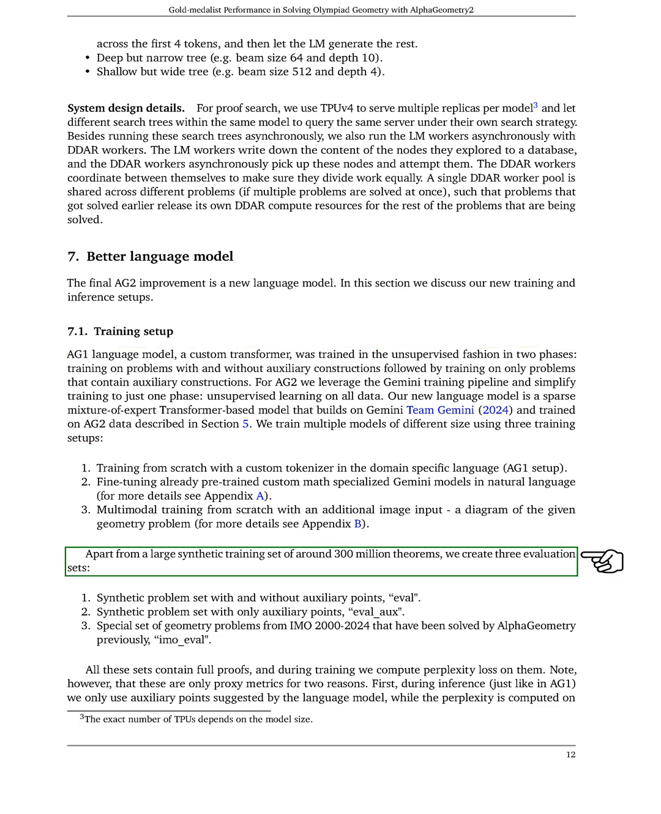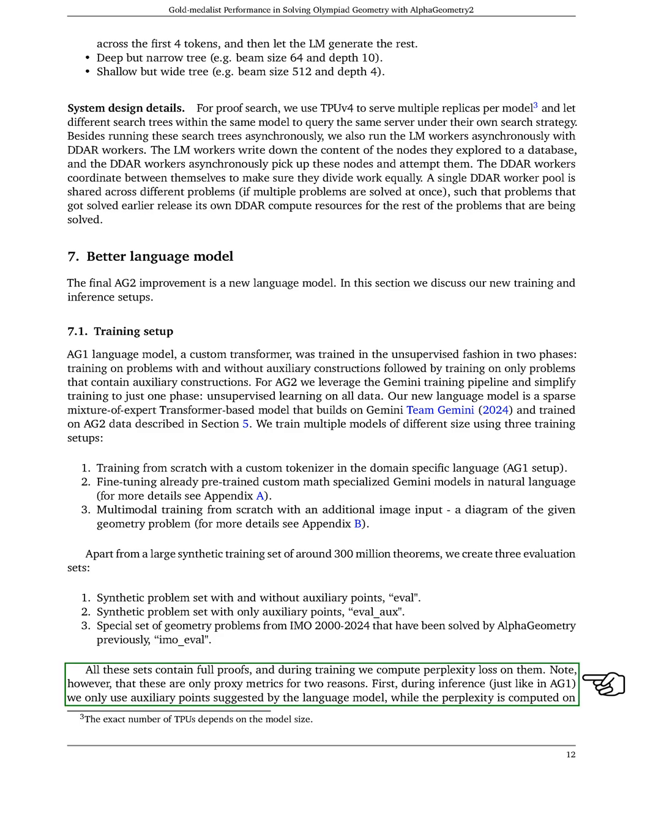We create a large synthetic training set of about 300 million theorems and 3 evaluation sets: 1 with and without auxiliary points, 1 with only auxiliary points, and a special set of geometry problems from the International Mathematical Olympiad from 2000 to 2024 that AlphaGeometry has previously solved. All sets include complete proofs, and we calculate perplexity loss during training. However, we note that these are only proxy metrics because, during inference, we only use auxiliary points suggested by the LM, while perplexity is calculated on the entire proof.